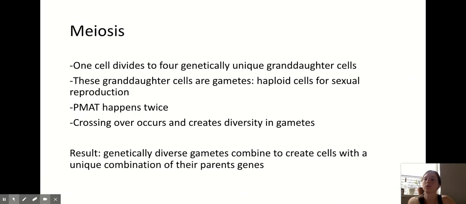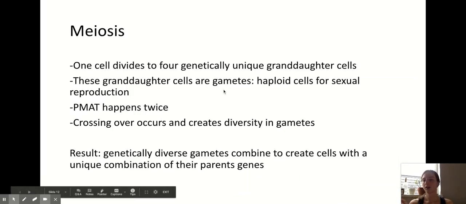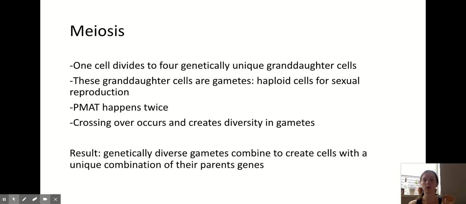Okay, so overview of meiosis, key points. One cell divides into four. Each of them are unique and different. These granddaughter cells are called gametes. They're haploid, so they've got one copy of every chromosome. PMAT is a way that we can remember prophase, metaphase, anaphase, telophase. So just the order of them. So that happens 2 times instead of just once in mitosis. And crossing over or recombination occurs to create diversity in the gametes.